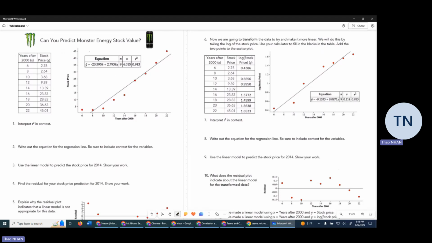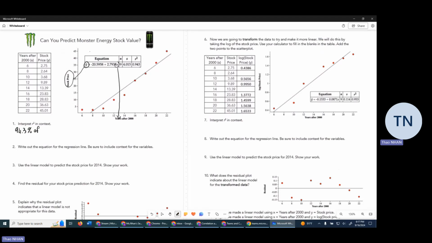So remember the number in front of your x here, x is the year after 2000, right? And then your y, what is it predicting? It's predicting the stock price, okay? X and y. So to interpret the R squared, this is how you're going to do it. You know that it's going to be 0.943. This line is pretty good, right? Very close to 1. The higher it is, the better your line is. So it's 94.3%.